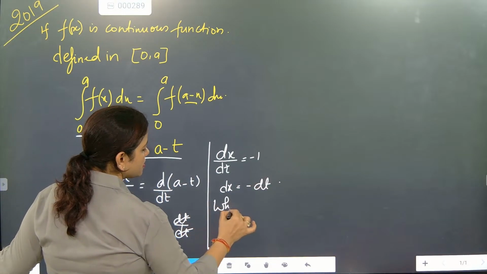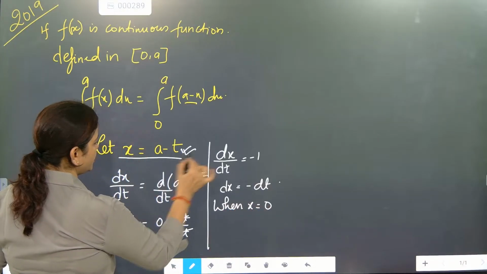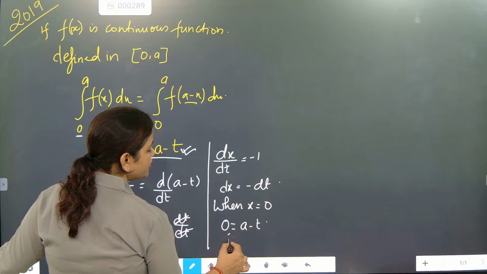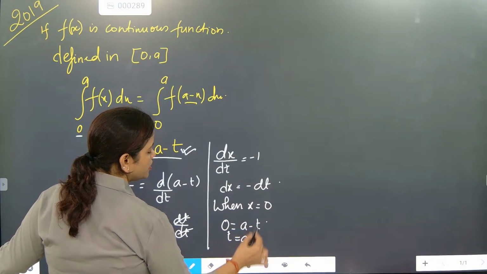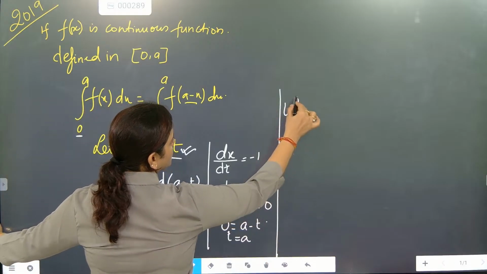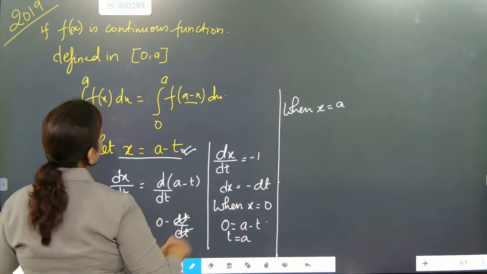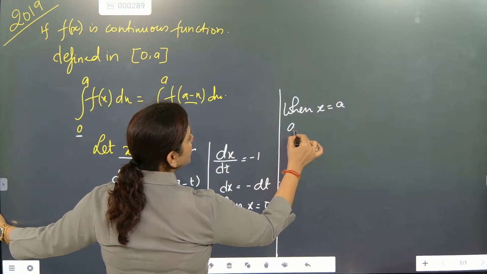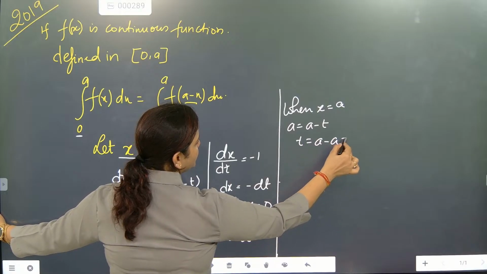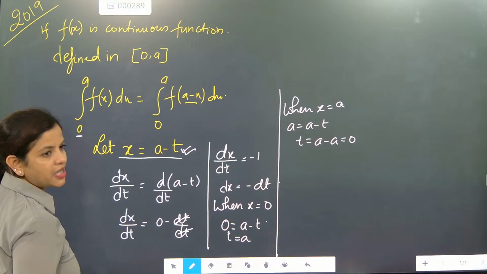So when x is equal to 0, we will substitute in this one. 0 is equal to a minus t. So what is t, beta? t is equal to a. When x is equal to a, then what will it become? a is equal to a minus t. So t is equal to a minus a, 0. Understood, beta? t is equal to a minus a, which will become 0.